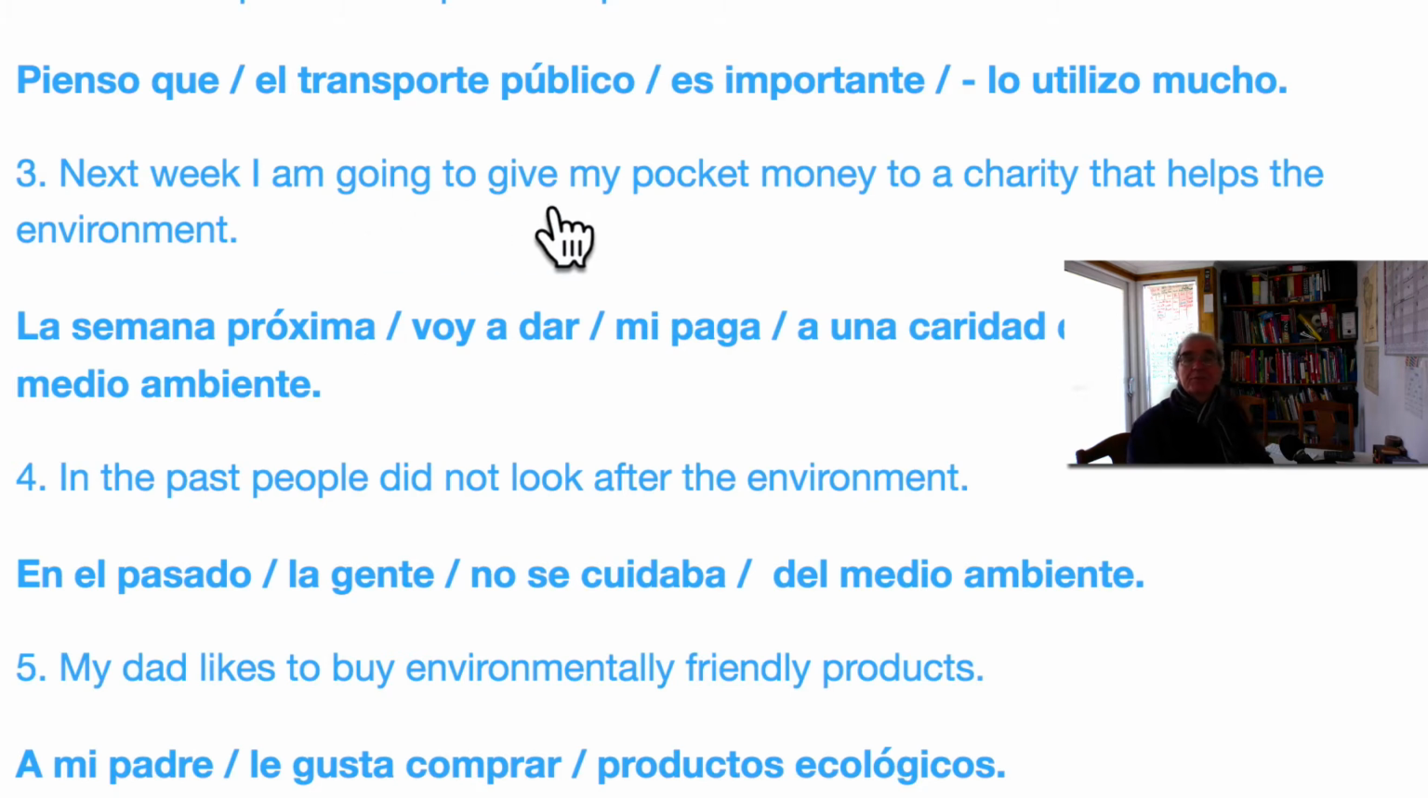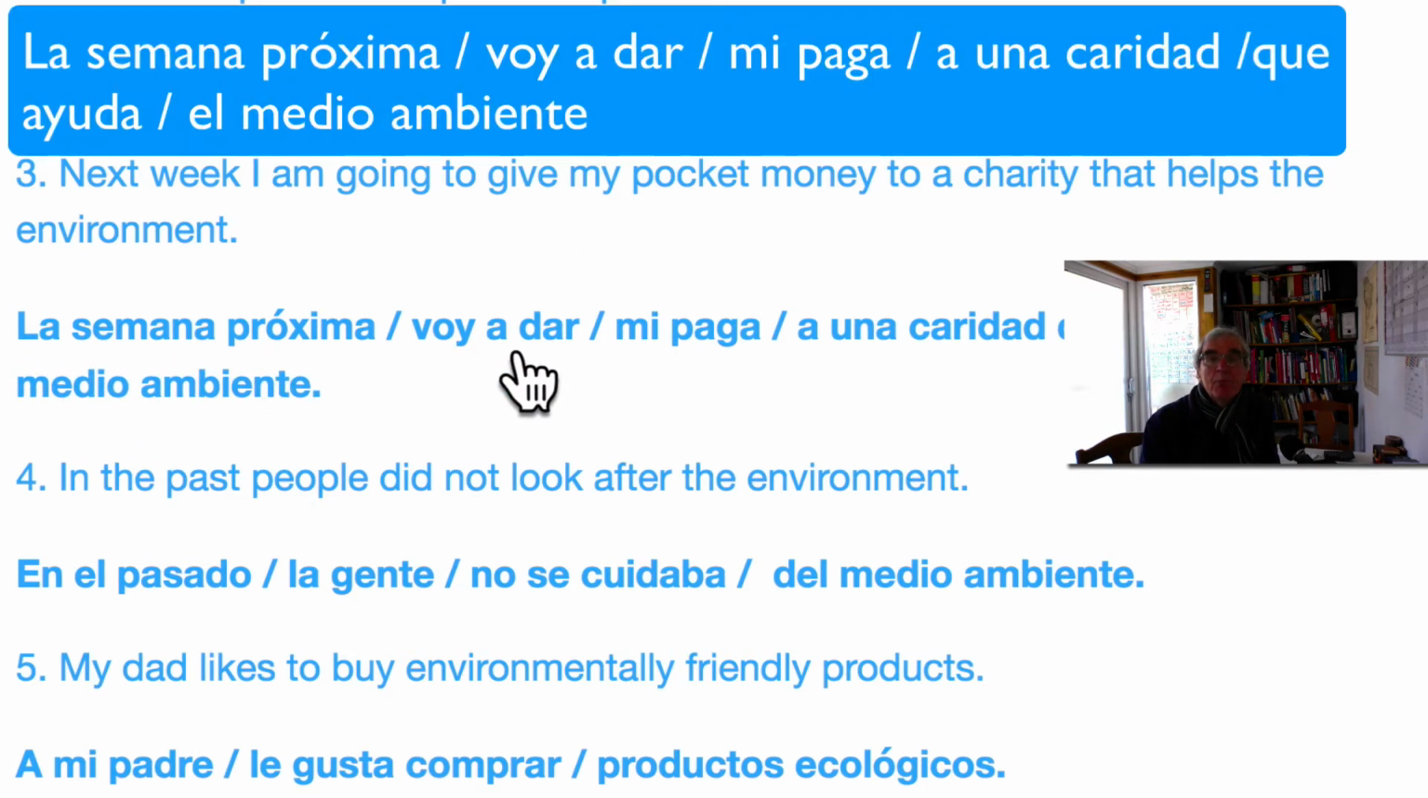Next week I'm going to give my pocket money to a charity that helps the environment. Okay, my suggested translation. La semana próxima voy a dar mi paga a una caridad que ayuda el medio ambiente. Lots of good things come out of this particular sentence in the translation. First part, la semana próxima, next week.